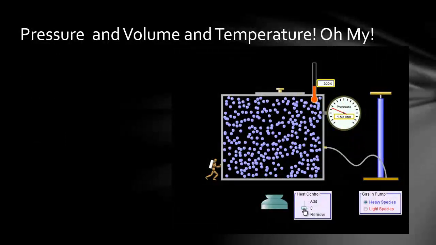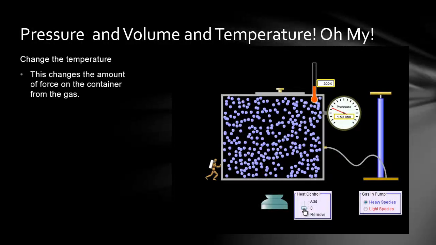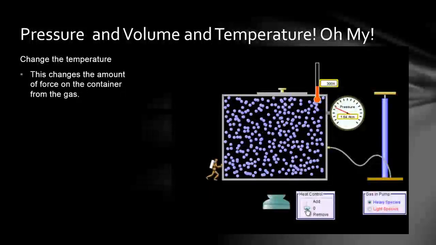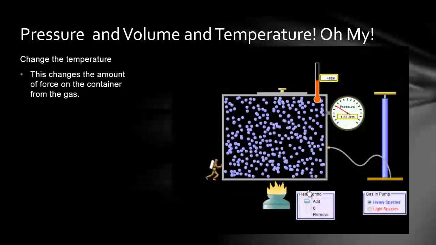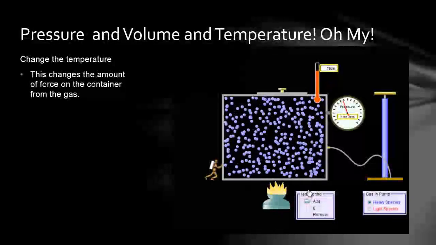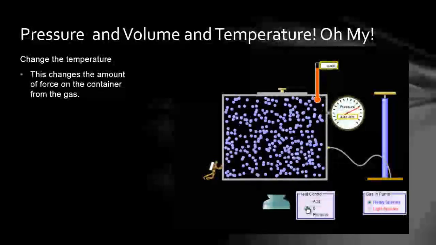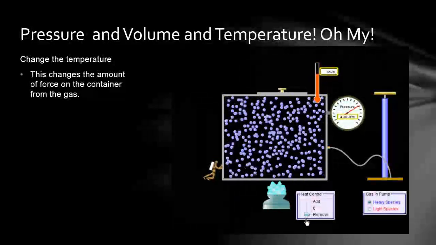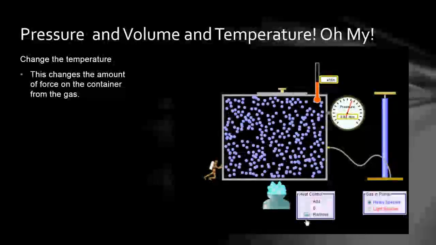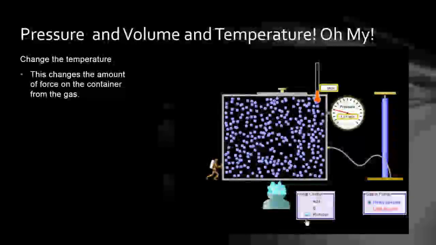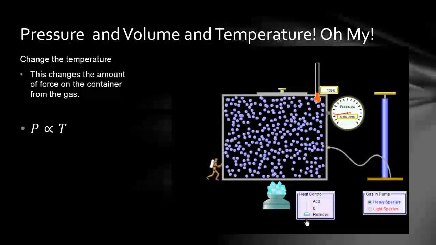Another way we can affect pressure of a gas in a container is to change the temperature. This changes the amount of force on the container from the gas. Now notice as I increase the temperature of the gas trapped inside my container, the pressure increases due to increase in the change in momentum of the molecules in the gas. As I decrease the temperature, the change in momentum is less than before, and the subsequent pressure is also less. We can now say that pressure is proportional to the temperature of the gas.